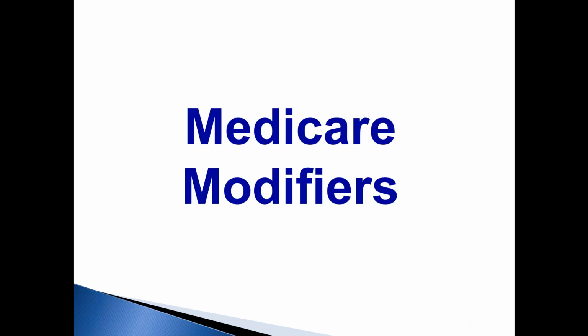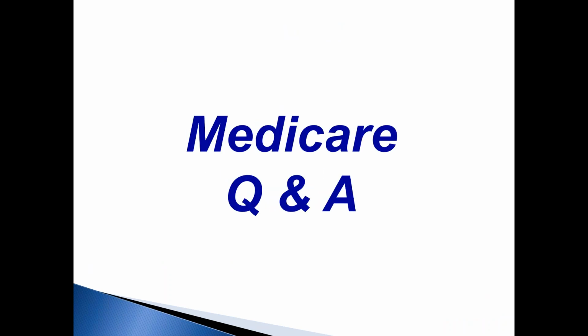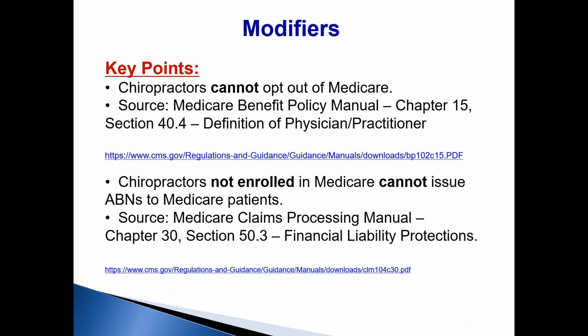Now let's go through some Medicare modifiers. Let me first give you a little Medicare Q&A. Well, the question I was going to ask is, can chiropractors opt out of the Medicare program? The answer is no. Chiropractors cannot opt out of the Medicare program. There's your source. If you want to look into that a little bit more, go to the Medicare Benefit Policy Manual, Chapter 15, Section 40.4.